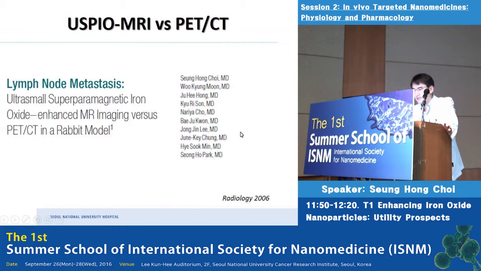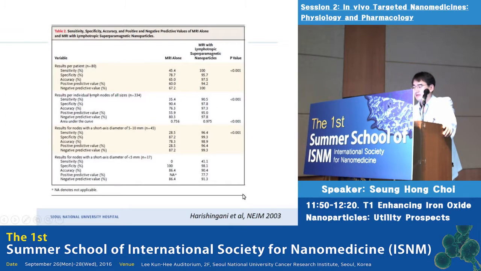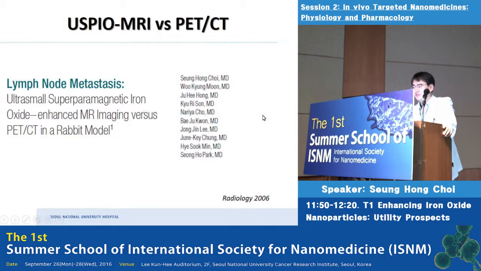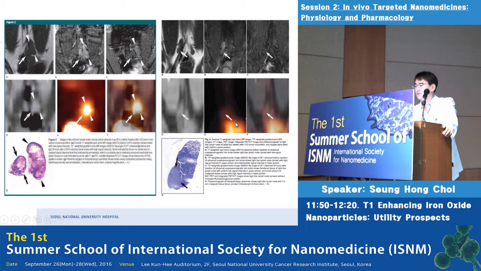But at the time, Professor Moon was studying at MGH. The MGH group made this agent, so he brought the USPIO with him to Korea. So I could do some studies regarding USPIO application in animal models.